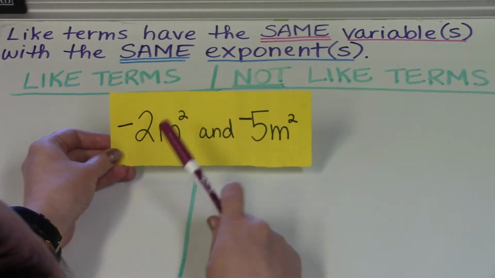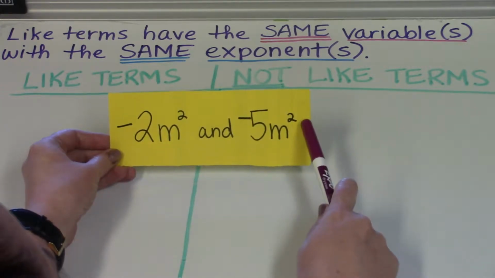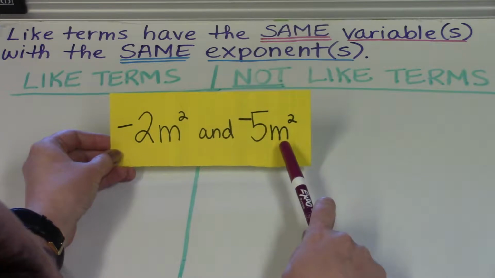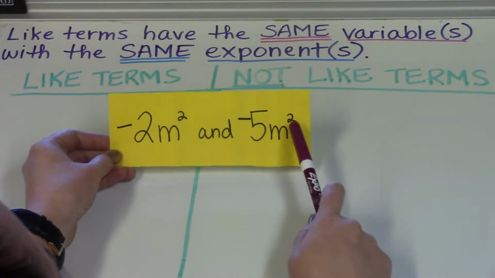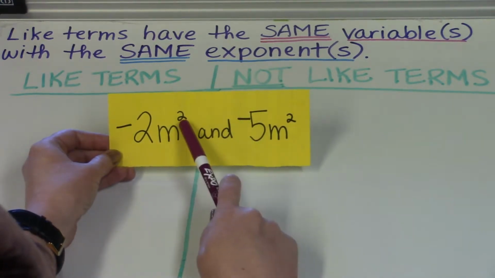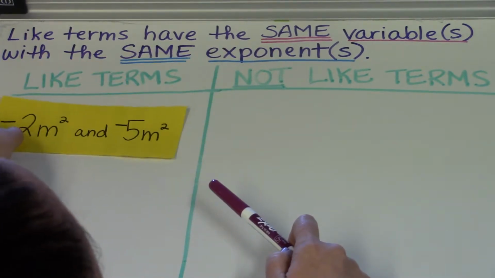For the first example, we have negative 2m squared and negative 5m squared. Both of these terms have the letter m for their variable, and both variables have an exponent of 2. So because they have the same variable with the same exponent, these two terms would be considered like terms.